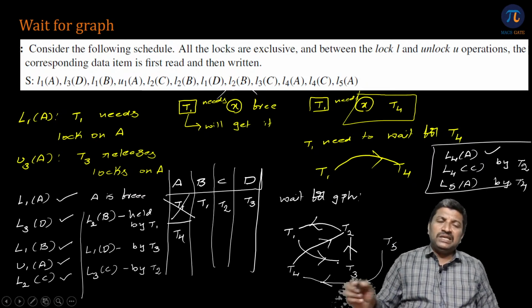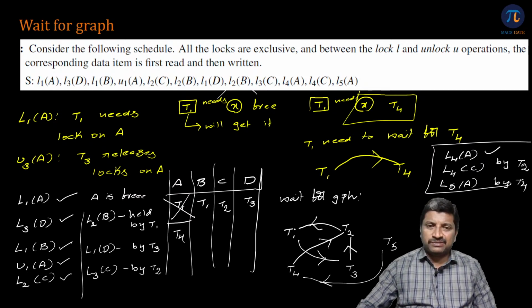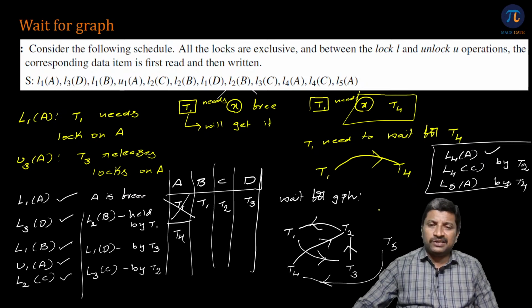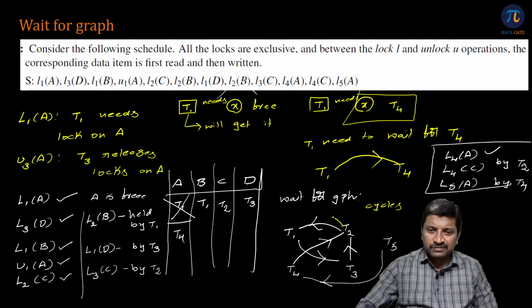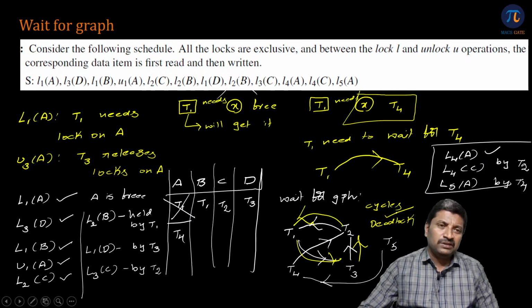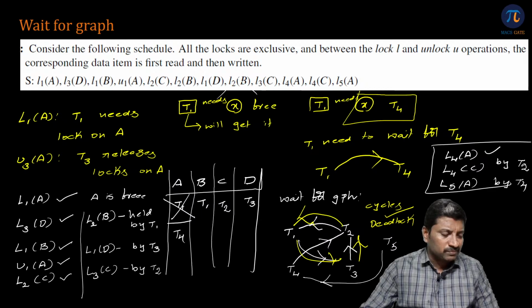Now if this wait-for graph is having cycles, then deadlock. Otherwise, no deadlock. Is there any cycle, sir? Yes. Cycle. So there is a chance of deadlock. That is the usage of wait-for graph. Please go through it, and if you have any doubt, please raise it in the chat box.